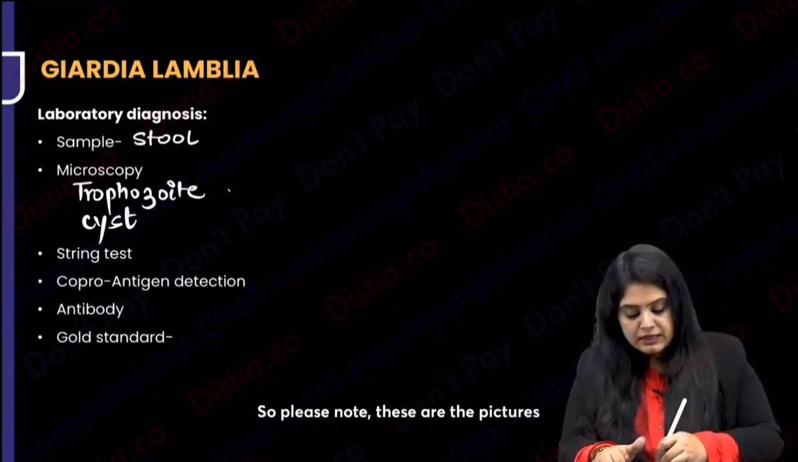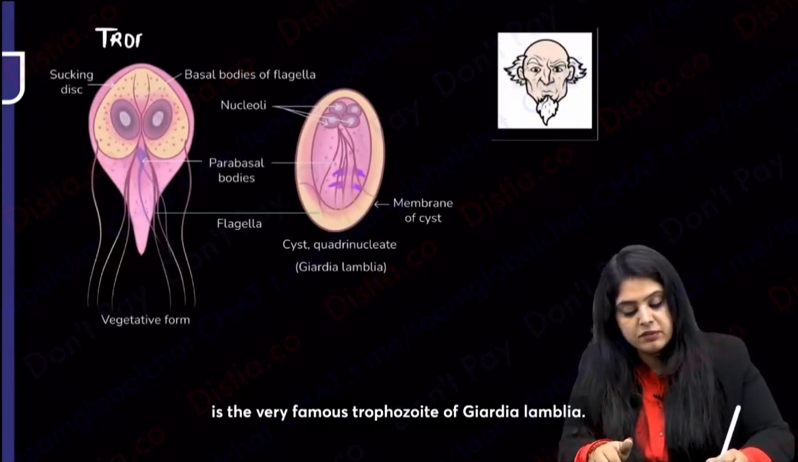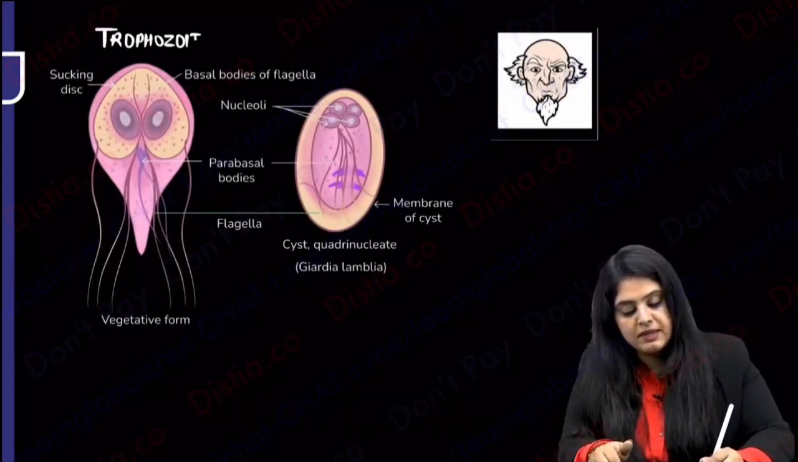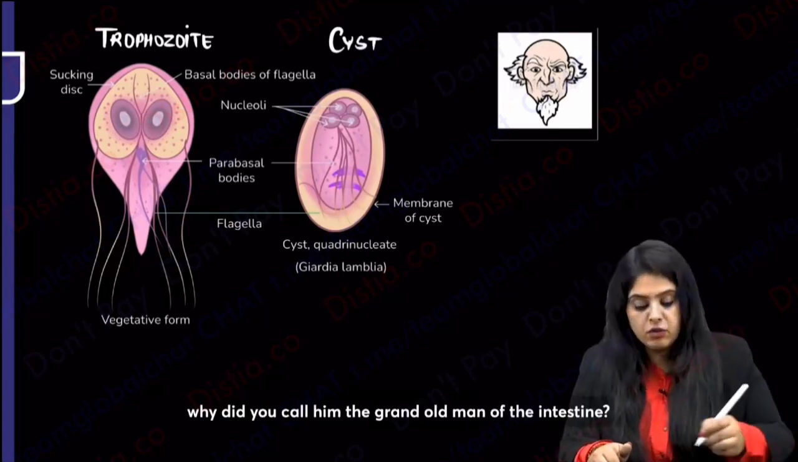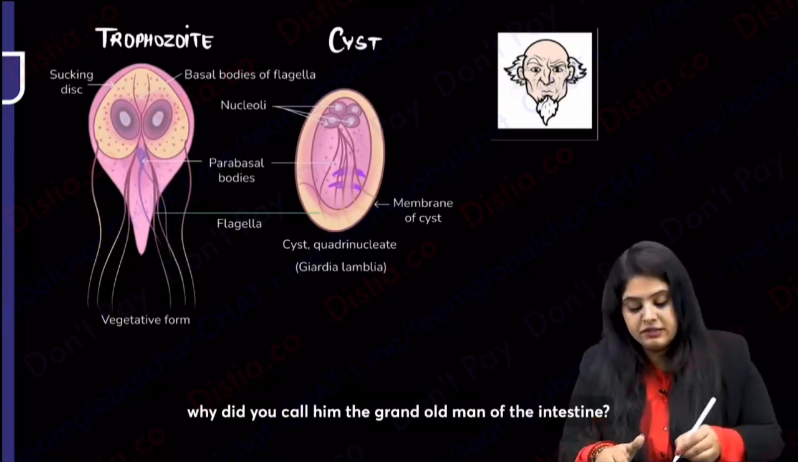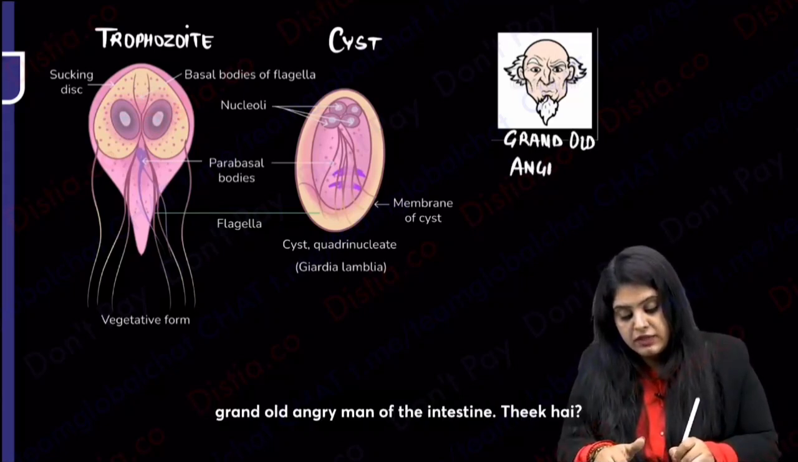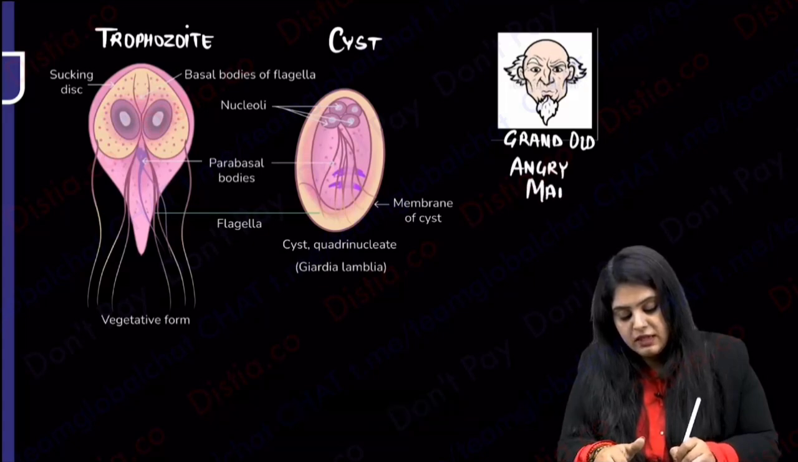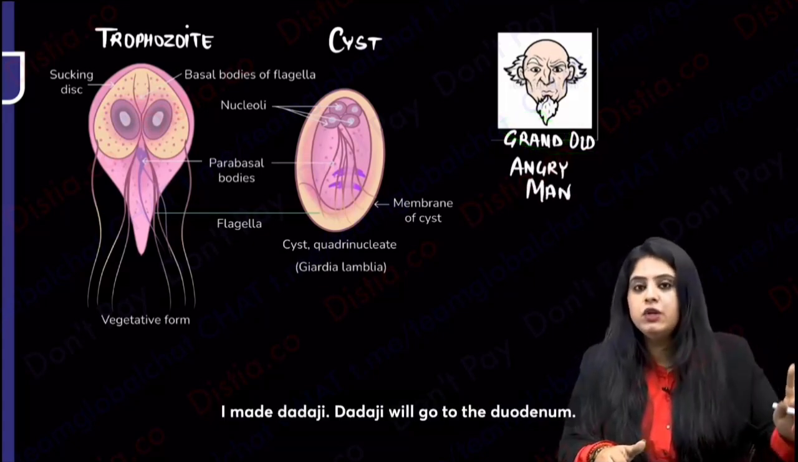So please note, these are the pictures that you have to know. What you have over here is the very famous trophozoite of Giardia lamblia, and what you have over here is the cyst form. So tell me first thing, why did you call him the grand old man of the intestine? So what are you calling him? You are calling him the grand old angry man of the intestine. Okay, so firstly, the purpose of calling him grand old, I made Dadaji. Dadaji will go to the duodenum.